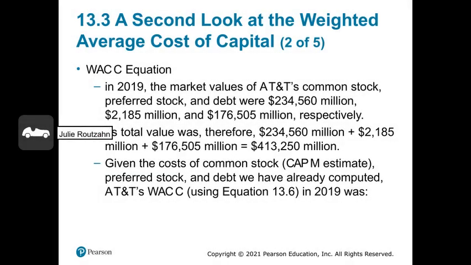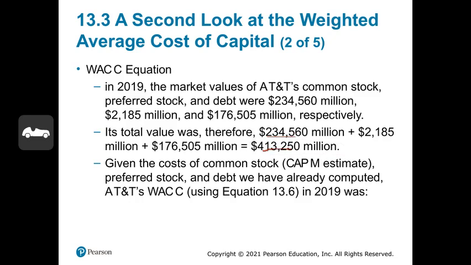We're going to put it all together now. So in 2019, the market value of AT&T's common stock, preferred stock, and debt were $234,560 million, $2,185 million, and $176,505 million, respectively. Its total value is what we get when we add all three up. So $413,250 million. Okay, so now we need to know which portion of the total is the common stock, 234,560, divided by the 413,250.